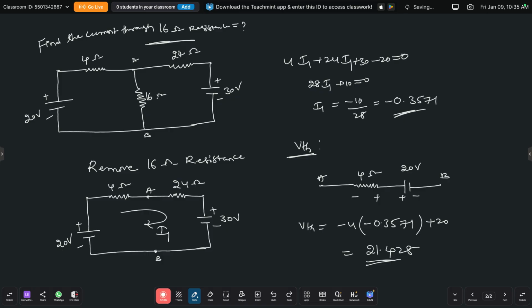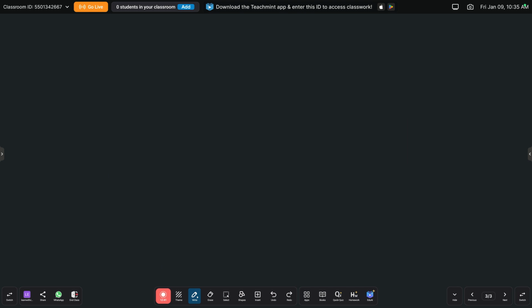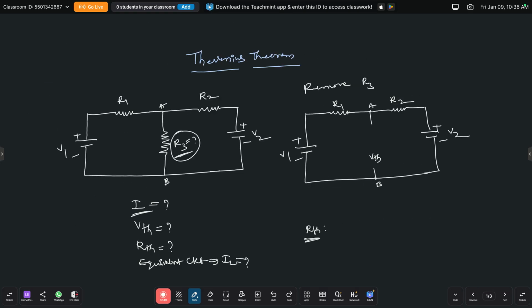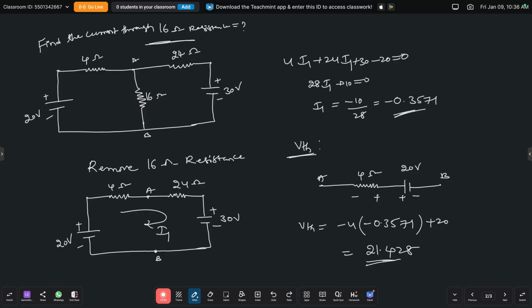So in the next step, we need to find the value of Rthevenin. So what is the total or equivalent resistance? To find the equivalent resistance, we just redraw the circuit. After removing the load, we draw the circuit. You just redraw the same circuit.